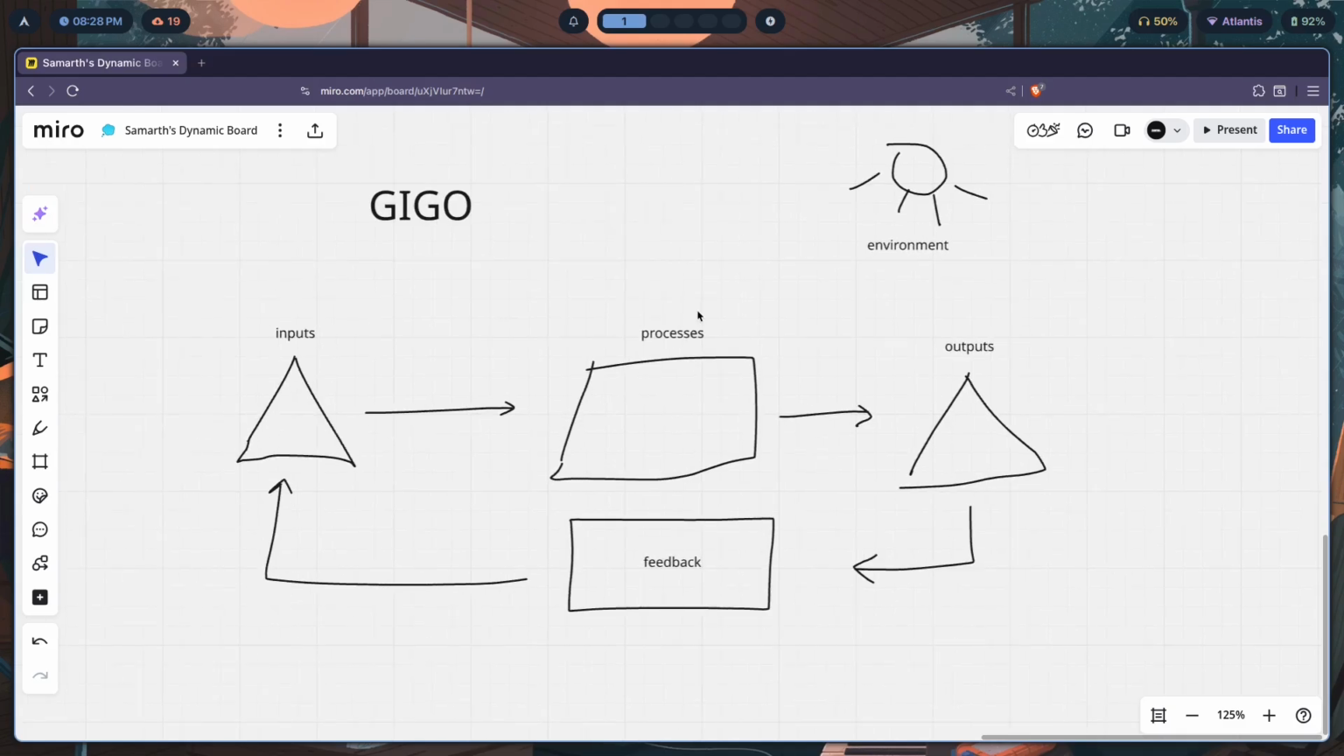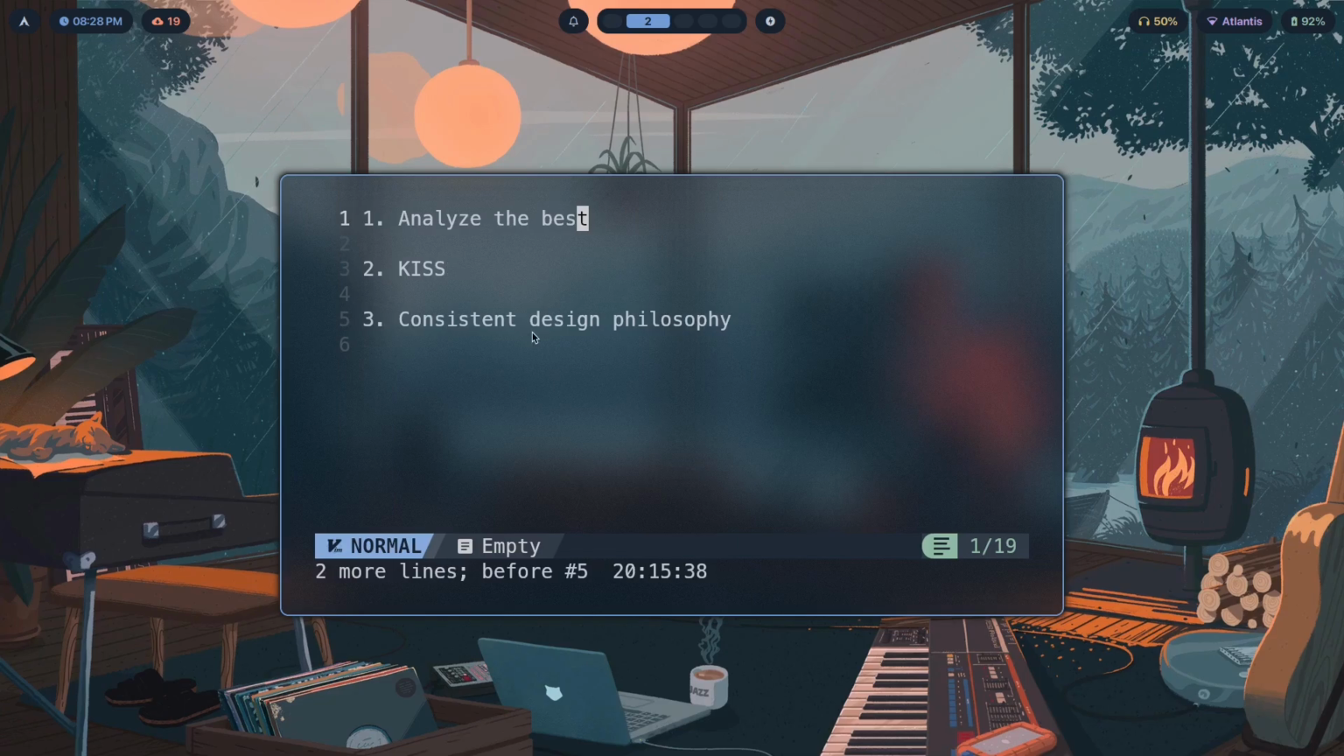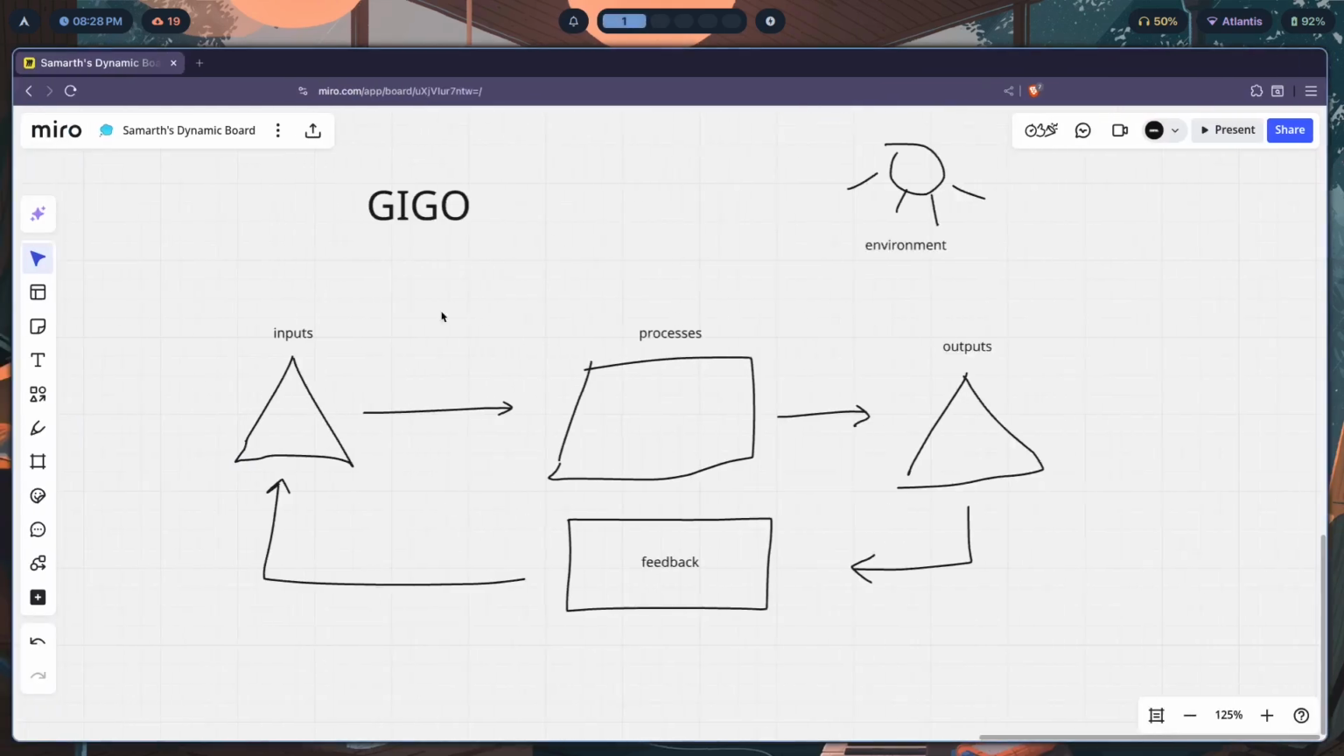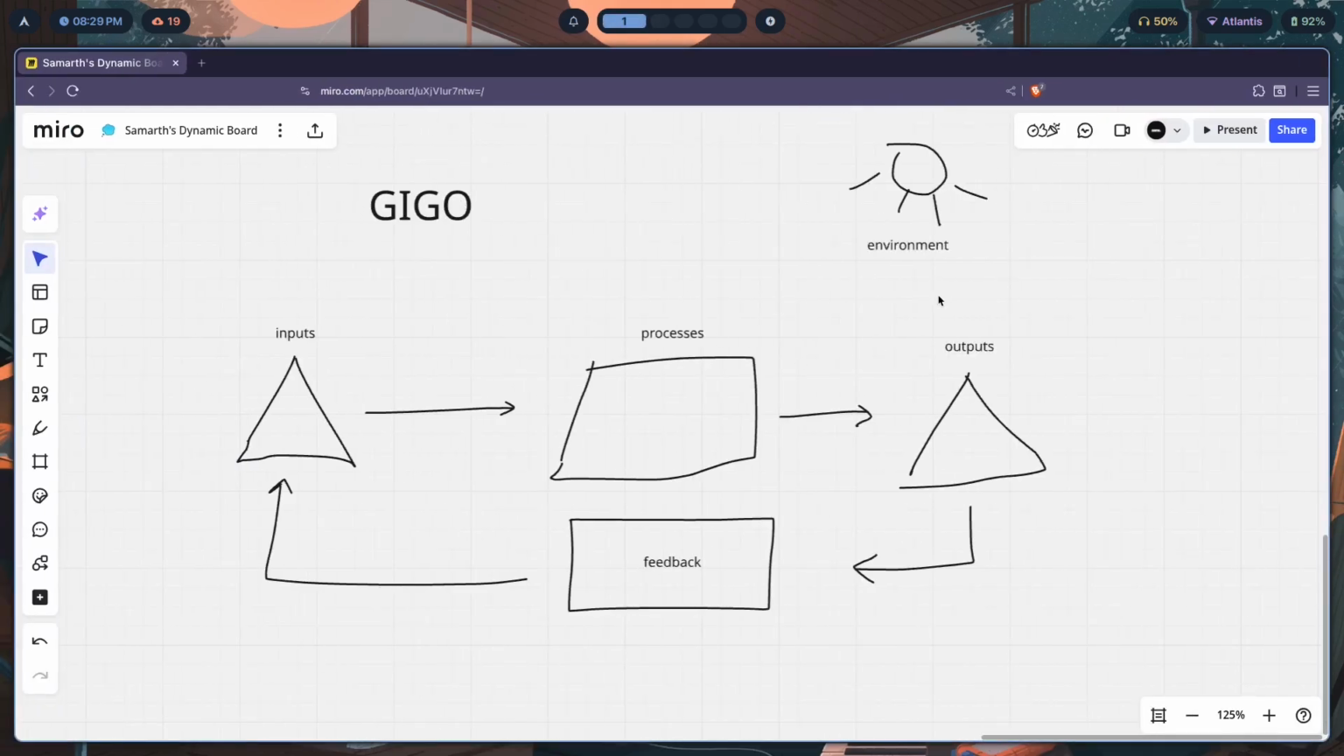But this is important for you to understand. Nobody else, trust me, in this YouTube space even knows what GIGO is, along with systems theory and analyzing the best, let alone explaining it in such a way that even a 5-year-old could understand. You're not a 5-year-old, and I'm pretty sure you understood. If you didn't understand, please go back, rewind and watch it.